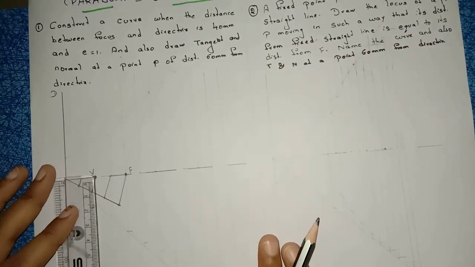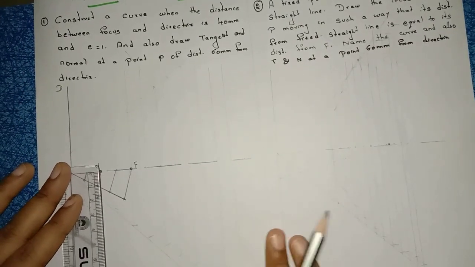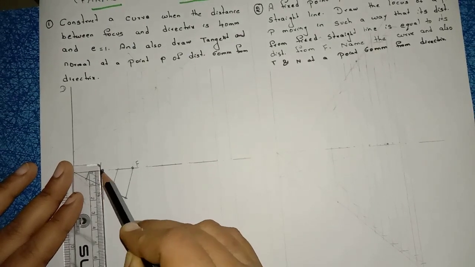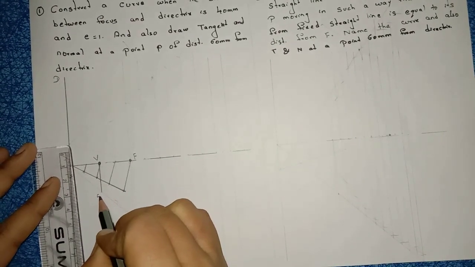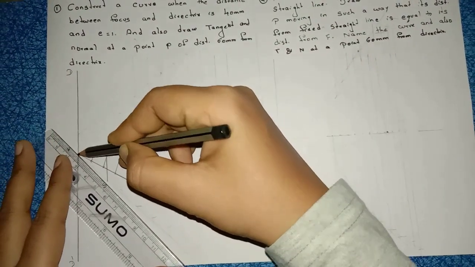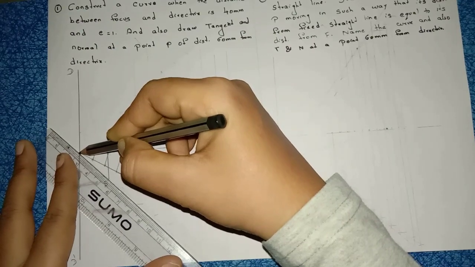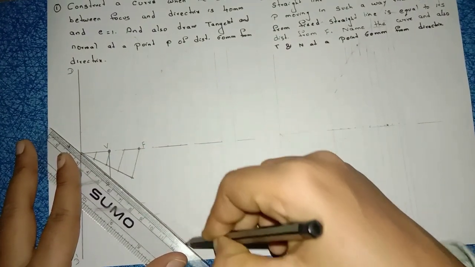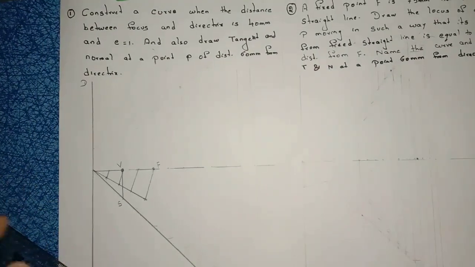So draw 20 mm in perpendicular manner from V point. Name it as some point S. Now join this point from here.